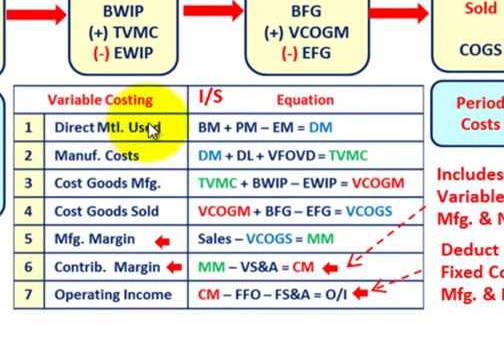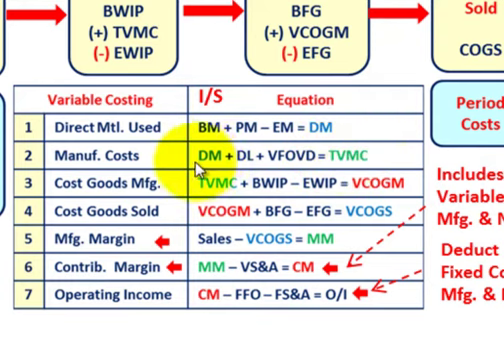We start out with the direct materials that we've used. We just take our beginning materials we have on hand, add to it any purchased direct materials here, and then subtract out any ending materials we have on hand. That's going to give us our direct materials that we've used here. Then our manufacturing costs are the direct materials used, and we add to it the direct labor and the variable factory overhead. That's going to give us our total variable manufacturing costs.